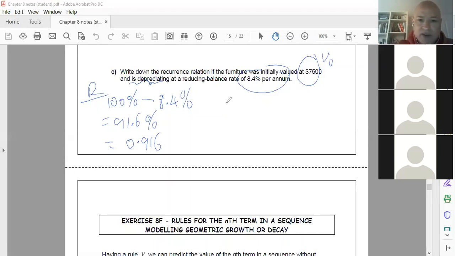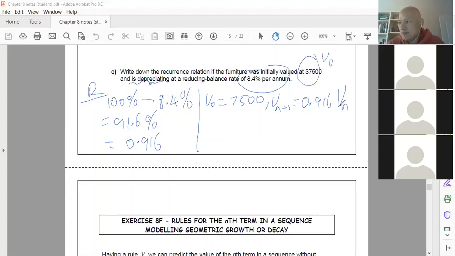Okay, finishing off or writing our recurrence relation, V of 0 equals $7,500. V of n plus 1 equals 0.916 times my V of n. Okay, any questions? All right, let me just clear this.